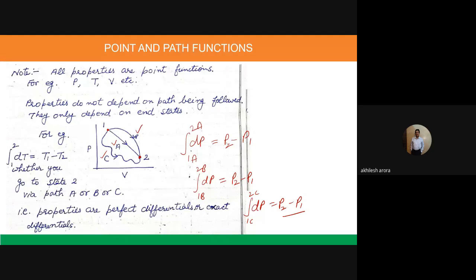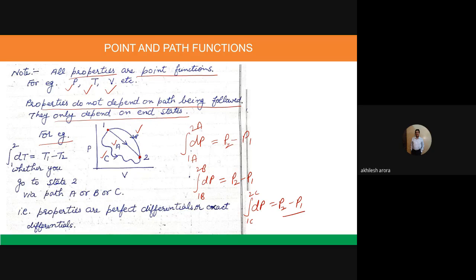So that means pressure is a point function. You don't need to worry about the path being followed. Why is pressure a point function? It is a property. Pressure is a property, temperature is a property, volume is a property. So any property is a point function. It depends upon the end points, the end states, in the case of a point function. So properties do not depend on the path being followed. They only depend on end states.